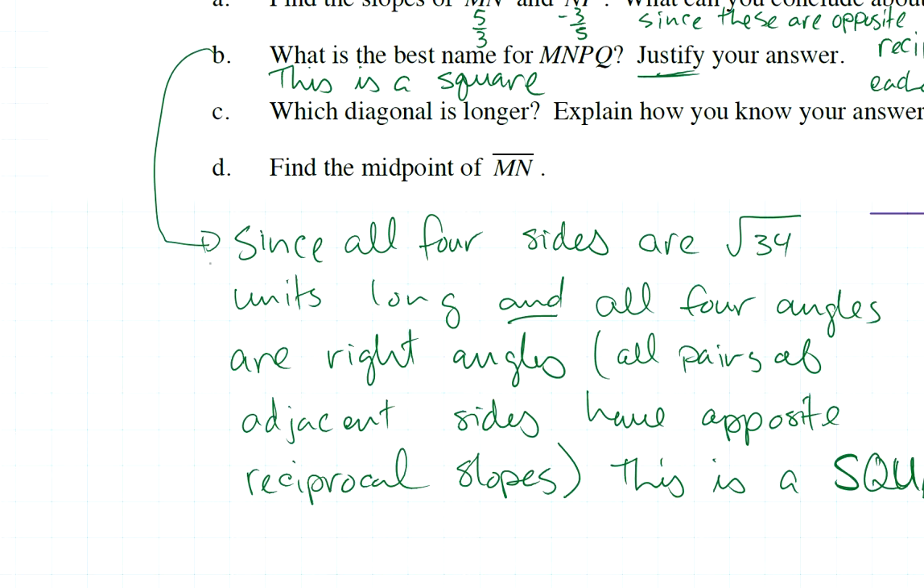Well, actually, in a square, the diagonals are the same length. So I would say neither is longer. And the reason is, in a square, the diagonals are congruent. They're equal in length. And actually, that's true of a rectangle also.